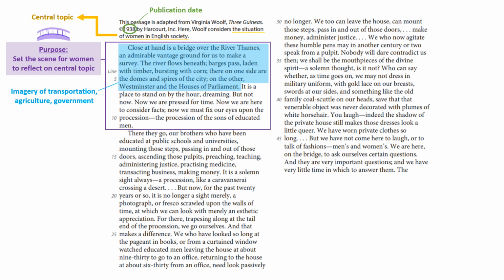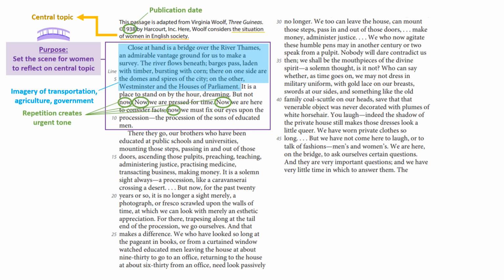Right after, the author repeats the word "now" to create an urgent tone. Maybe the reader thinks they can sit back and relax on this bridge in their imagination, but the author is telling the reader, not so fast. We have to pay attention to this procession of the sons of educated men, which the author will expand upon further.